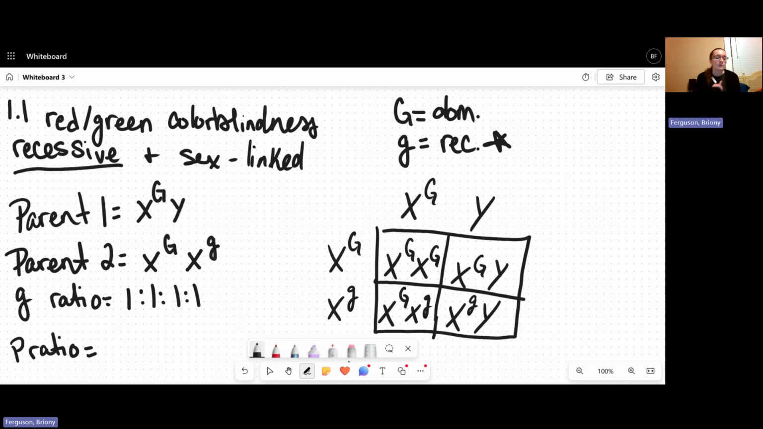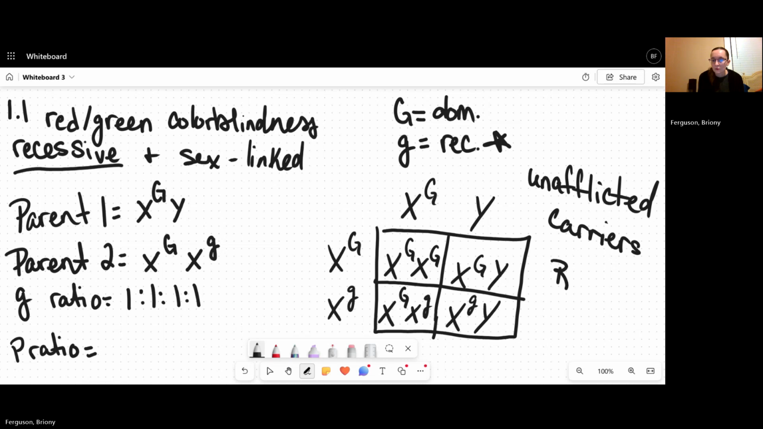Now your phenotypic ratio might feel a little bit more confusing, because you're going to have unafflicted individuals that don't have the disease and they're also not carriers. You're going to have carriers, and then you're going to have those that are red-green colorblind.